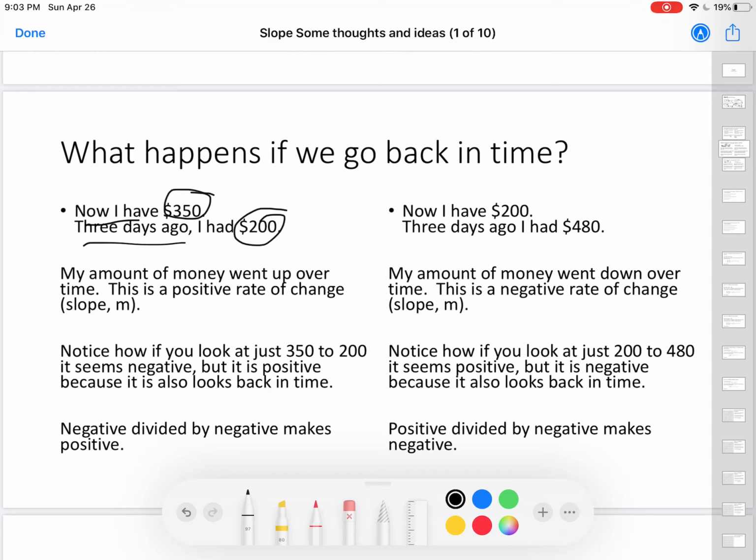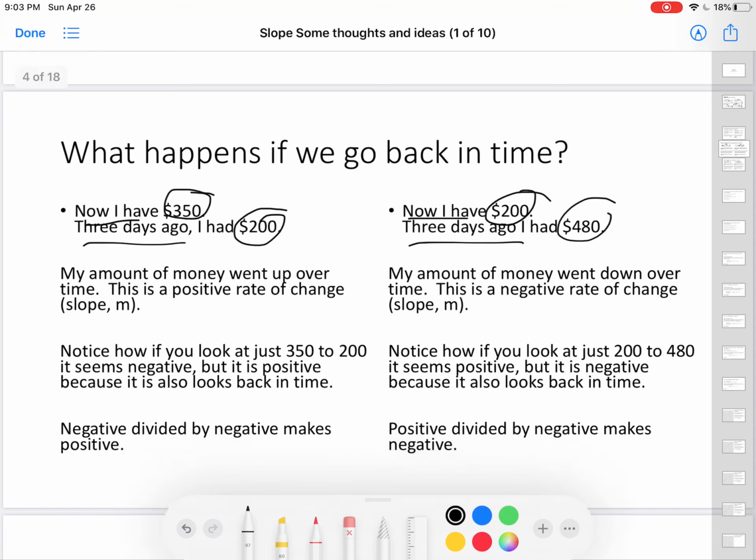Look at a different situation. Now I have $200. 3 days ago, I had $480. This time my amount of money went down. That's a negative rate of change. If you just look at 200 and 480, it looks like my money went up. But it's going back in time, and back in time is also negative, and positive divided by negative still makes negative. No matter which one of them is negative.